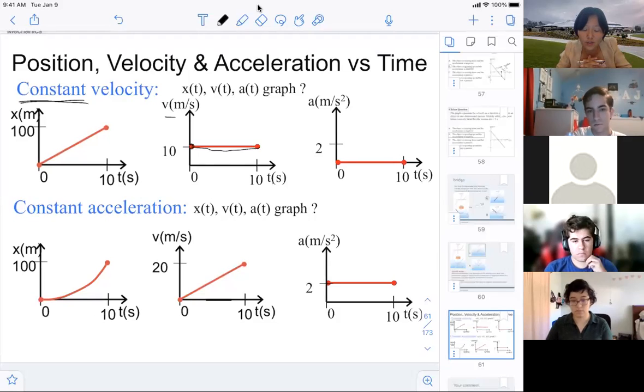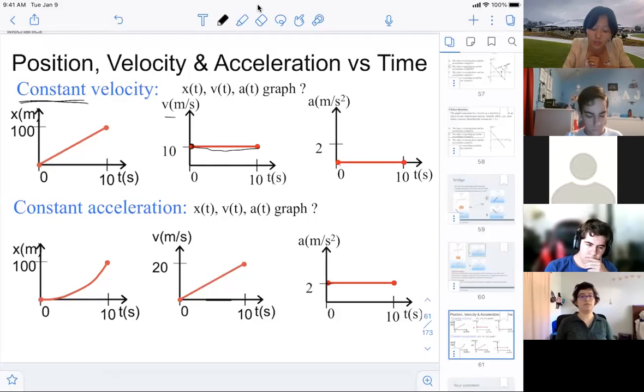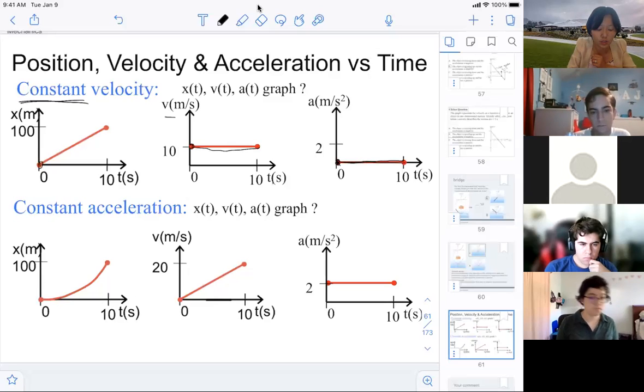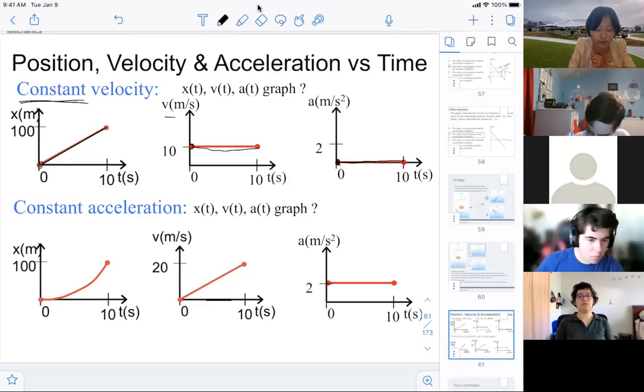Now, if velocity is constant, do you have any acceleration? No, right? If velocity doesn't change, acceleration will be 0. So if you draw the acceleration time graph, it's going to be a flat line at 0. Now for position, you will just change your position in a linear way, right? Giving you a constant slope.